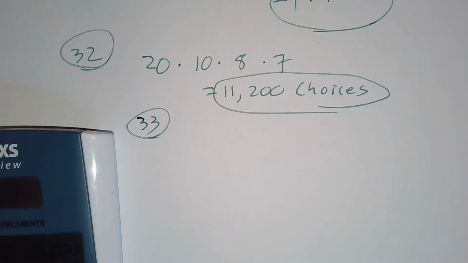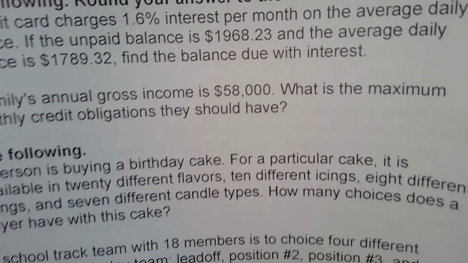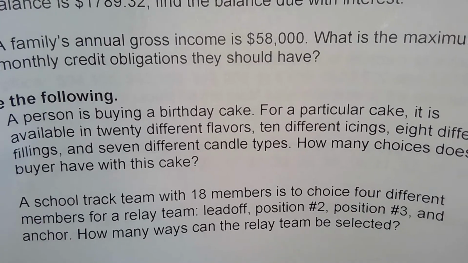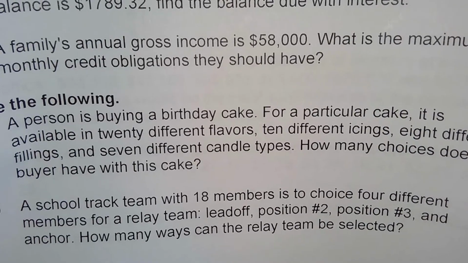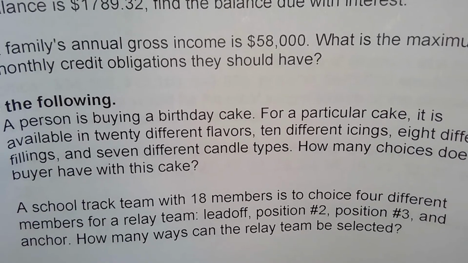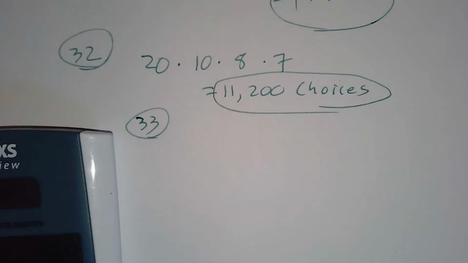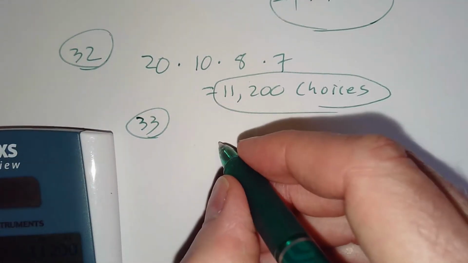Alright, so number 33. A school track team with 18 members is to choose 4 different members for a relay team: lead off, position number 2, position number 3, and anchor. How many ways can the relay team be selected? So here order is important, so we're going to be doing a permutation.